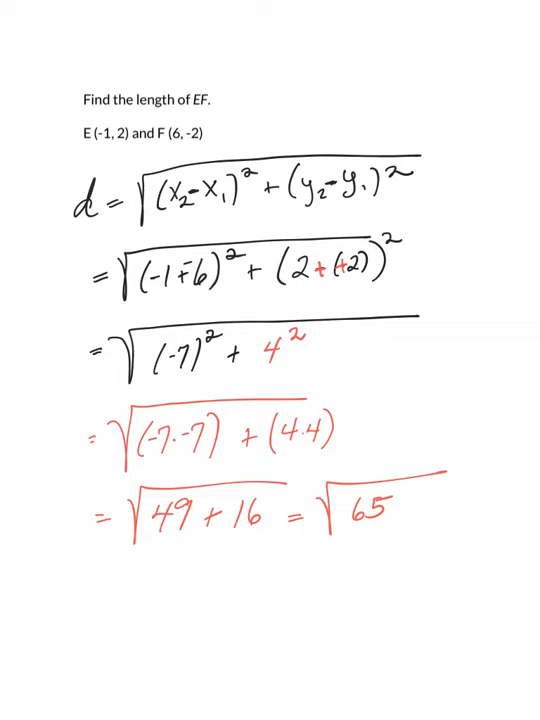Now, taking the square root of a number is not the same as dividing by 2. So this is where you're going to need a calculator. You take the square root of 65, and we get 8.06. Now that is the length, or the distance, of line segment EF, and because it's on the coordinate plane, we just refer to it as units, not specifically centimeters or inches or anything.